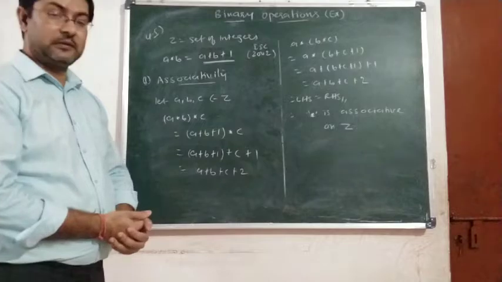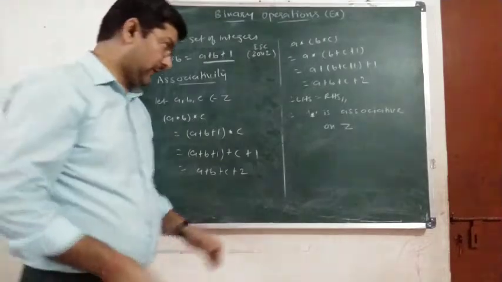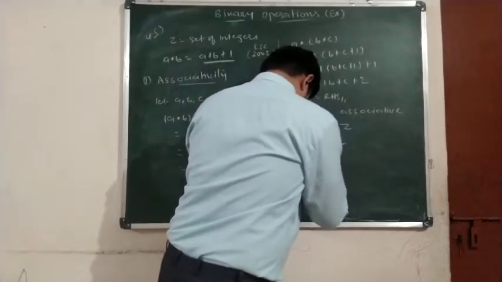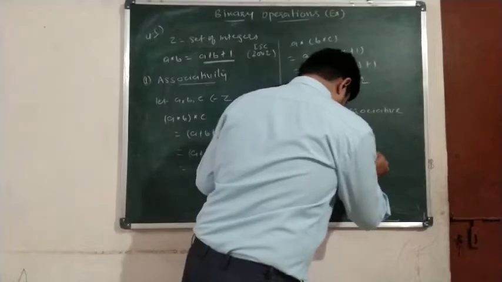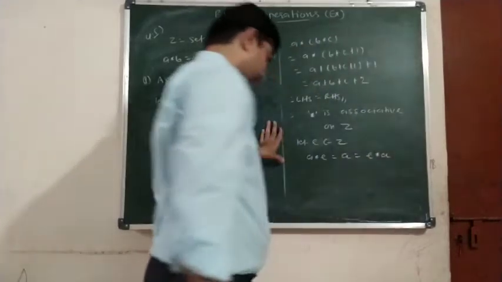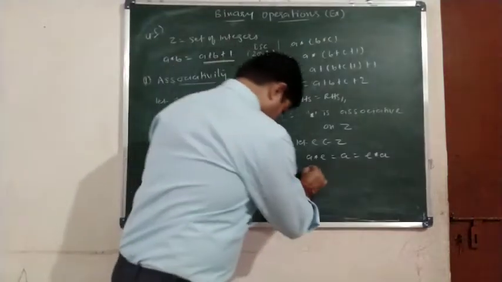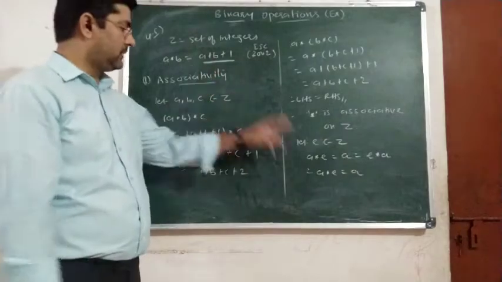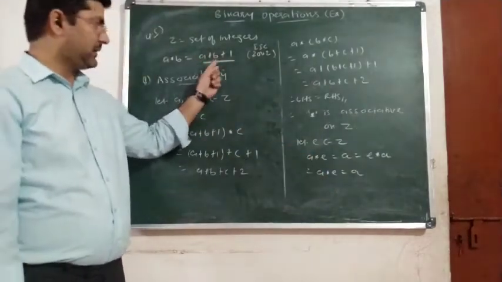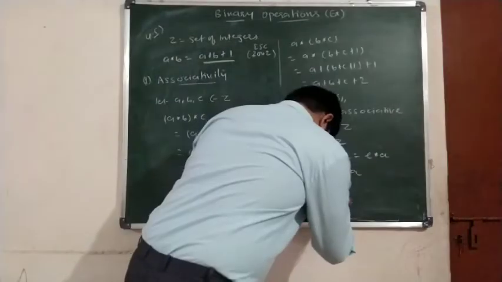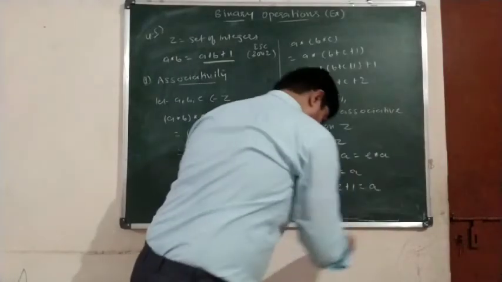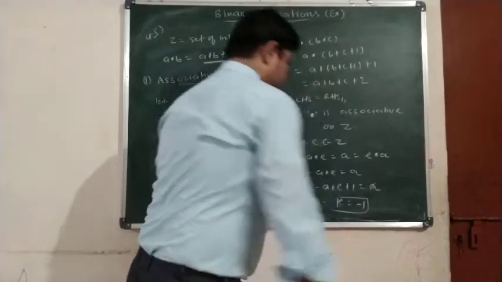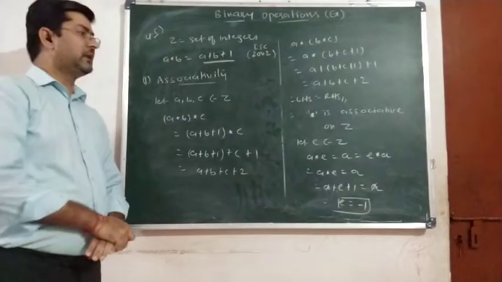Now we have to find the identity element. Recall the definition. Let E belong to Z such that A asterisk E is equal to A, which is equal to E asterisk A. Therefore A asterisk E is equal to A. Now use the formula for A asterisk E: A plus E plus 1 is equal to A, and therefore E is equal to minus 1. So the value of E is minus 1.